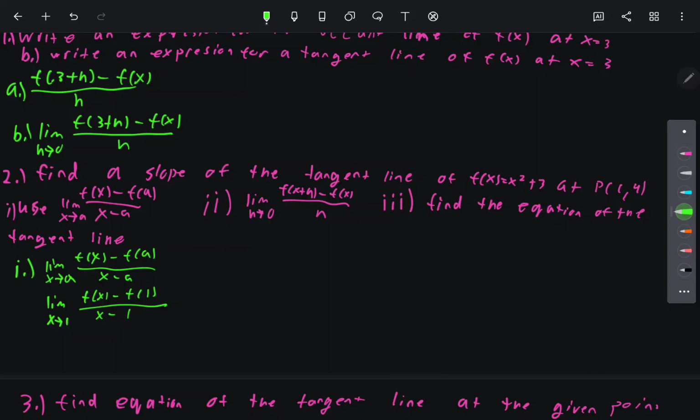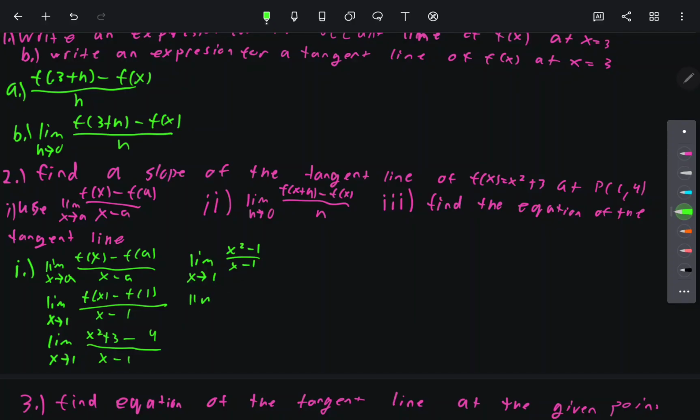Well, let's plug in some values here. We know that this is really just the limit as x approaches 1, where f of x is x squared plus 3, minus f of 1, which is 4, all over x minus 1. Well, we will get the limit as x approaches 1 of x squared minus 1, all over x minus 1.